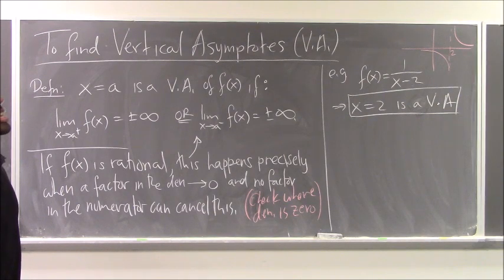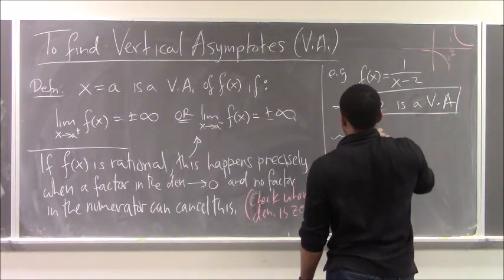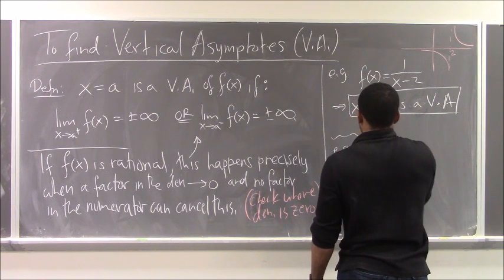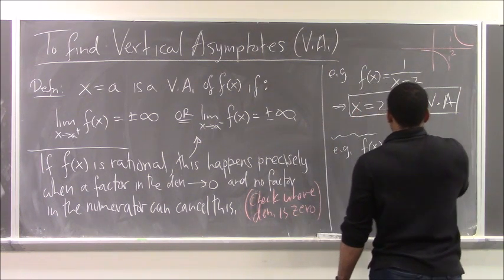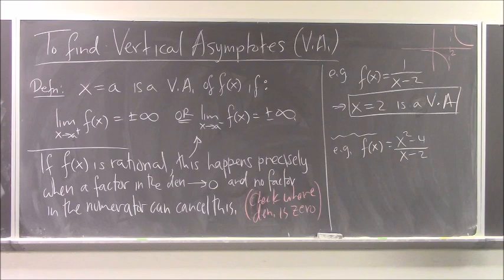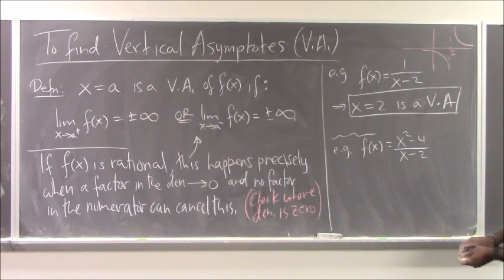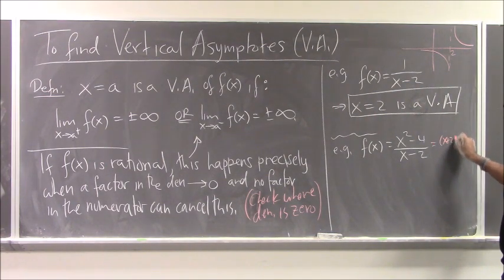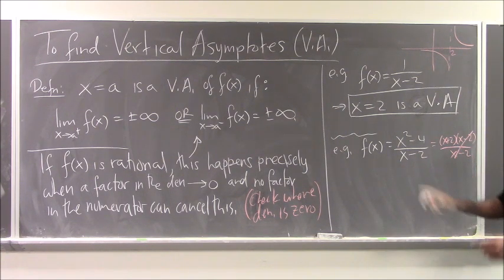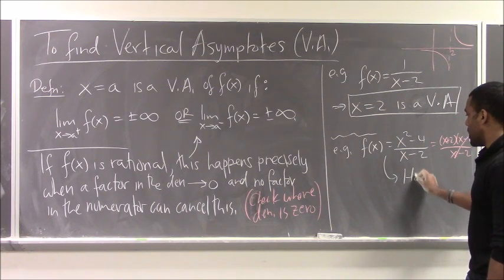Notice that the numerator does not allow me to cancel that x minus 2. We have seen other examples. We saw something like x squared minus 4 over x minus 2. In that case, the denominator is 0 at 2, but x equals 2 is not a vertical asymptote. Notice what would happen here. This is just x plus 2 times x minus 2 over x minus 2. So the 0 in the denominator can be cancelled. This gives you a hole. You get a hole at x equals 2.